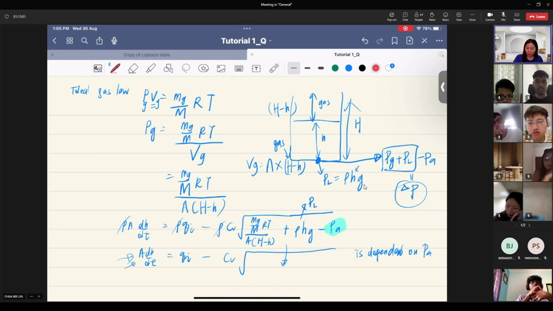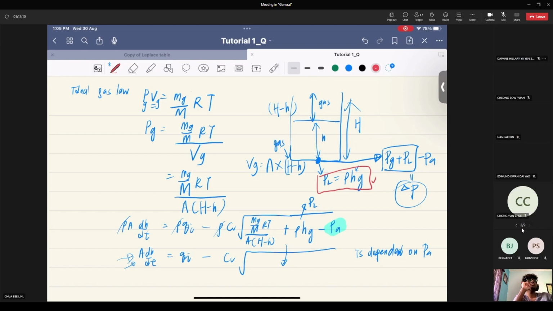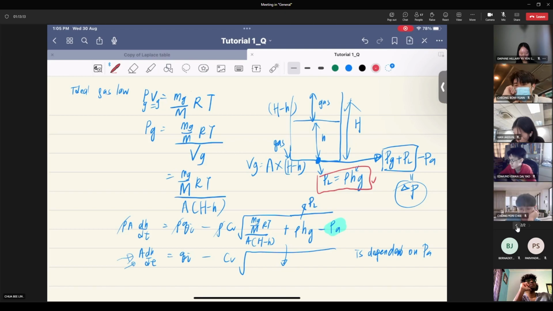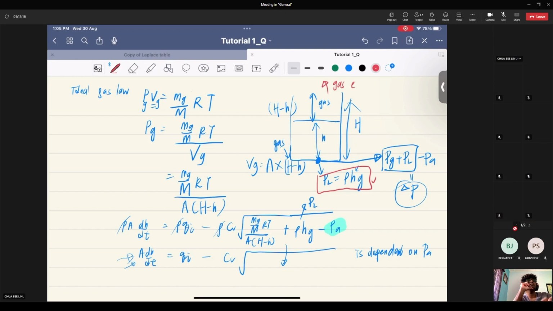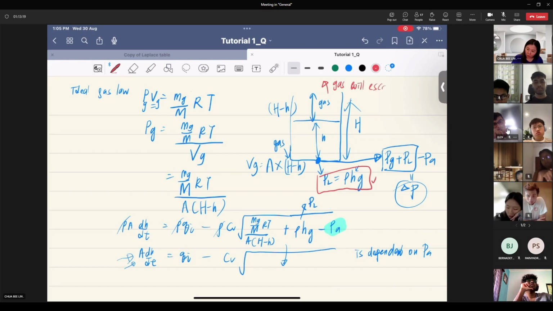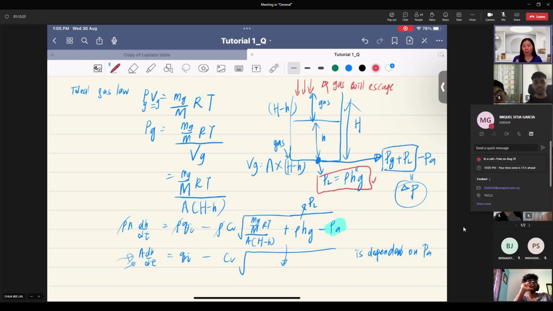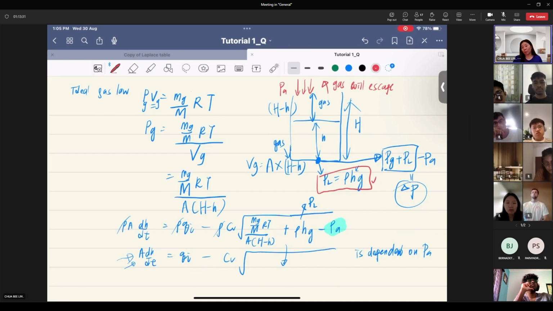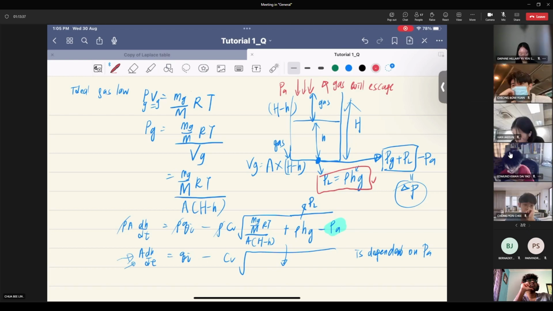Your PL will remain the same, rho Hg, but your Pg will change. When you have a non-sealed tank, the gas will escape. They also have the PA over here, atmospheric pressure. I don't think the gas will stay there if it is already open. So the layer of gas on top of the liquid will escape, but atmospheric pressure will act on the surface of the liquid.